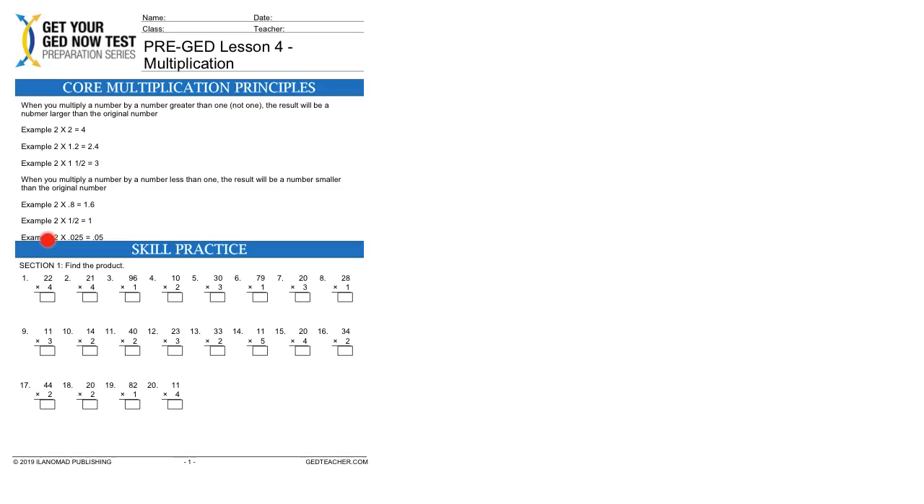Okay, another example here: 2 times a half. 2 times a half is 1, so the original number is 2. It's multiplied by a number less than 1, and so the result is 1, less than 2. So again, these core principles will help you with the conceptual thinking. Again, this is the GED math reasoning test, not just the GED math test. So don't get caught up in just practicing skills. Now, let's do a couple of skills just because they're here to practice.